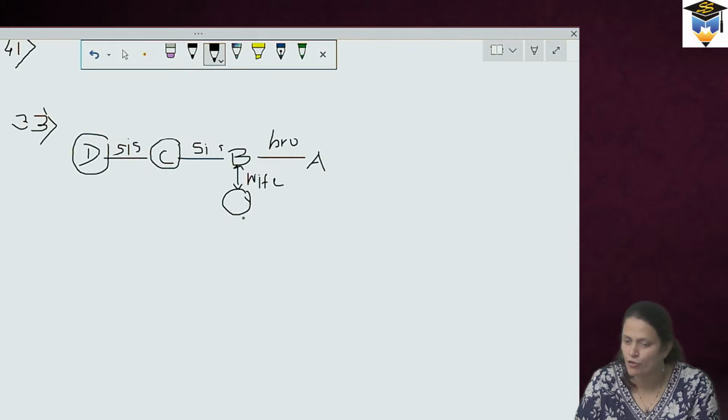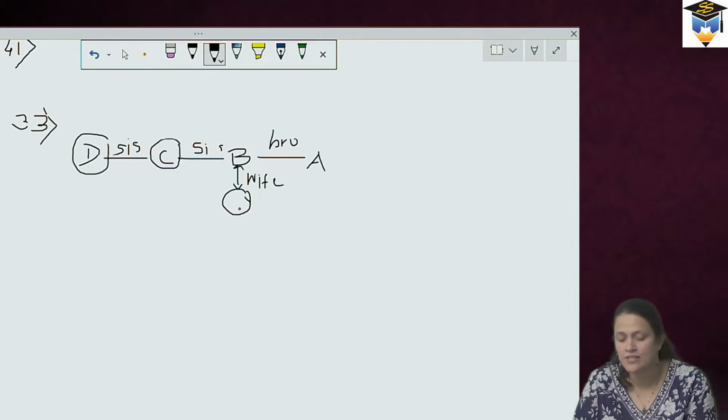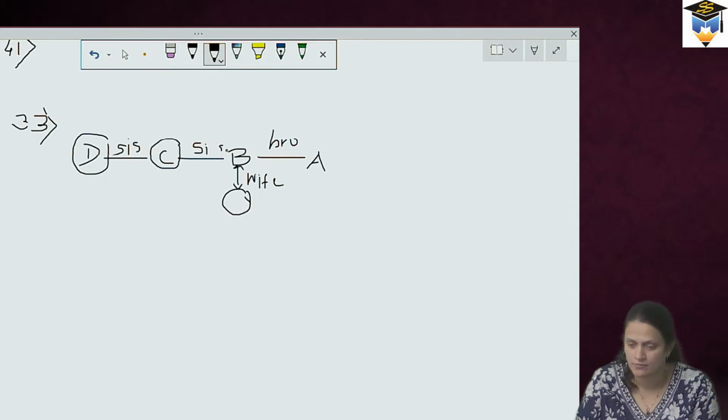आणि A is B's wife. आता B ची वाईफ कोण आहे ती दिलेली नाहीये म्हणून मी फक्त सर्कल ड्रॉ केला. हा, आणि A is B's wife's husband's brother. So B's wife's husband's brother, म्हणजेच याचा भाऊ. म्हणजे बेसिकली B हा A चा भाऊ असं कर. B is the brother of A.